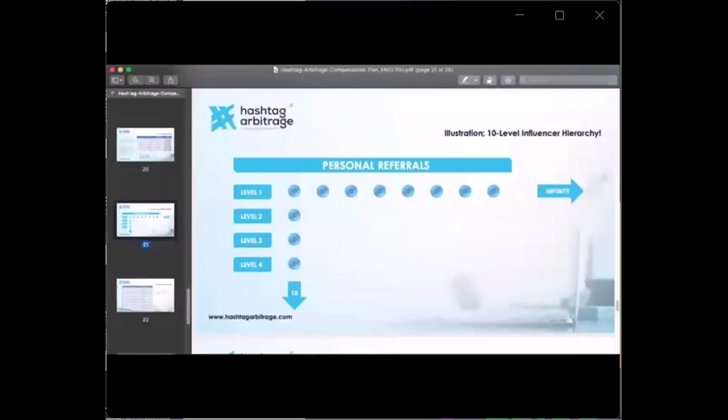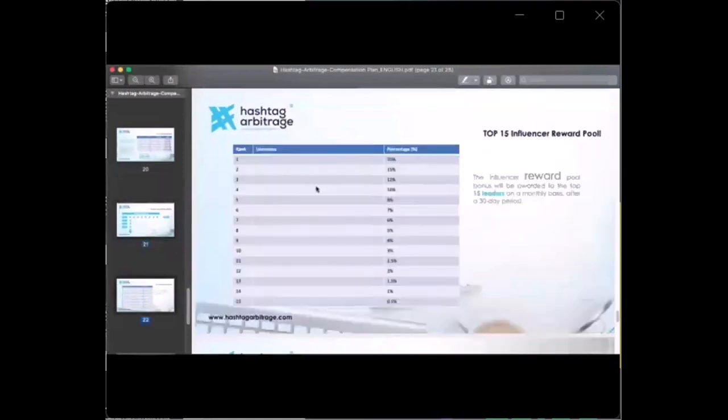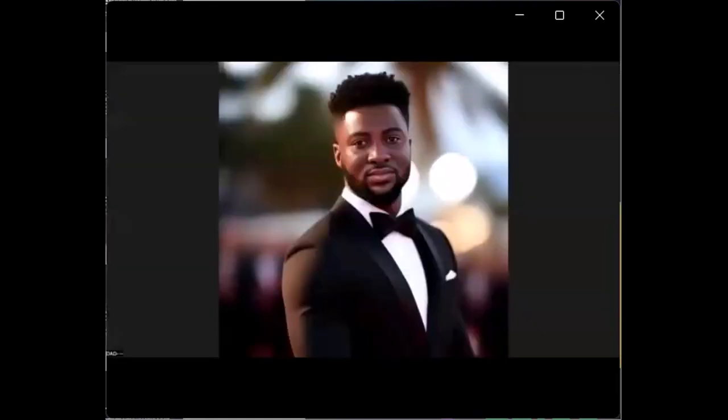Another additional incentive is the influencer reward bonus pool. As a team builder or influencer who helps grow the platform, your efforts will be recognized on the leadership board. As you continue referring new people, getting them to sign up and purchase hash packs, your performance will be recorded. At the end of each 30-day period, a portion of the total revenue generated will be placed into your reward pool, and the top 15 leaders on the leaderboard will receive a share of that pool.